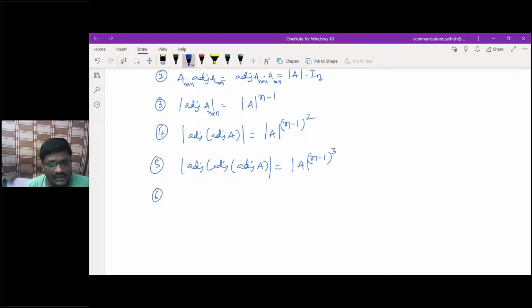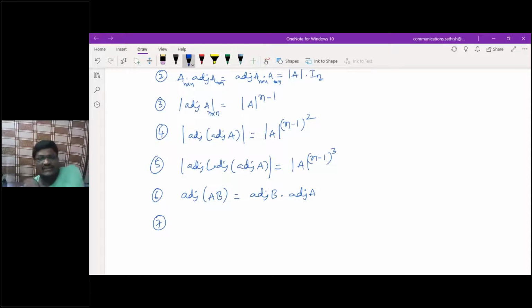Understood? Then, the adjoint of A into B, I can represent as the adjoint of B into the adjoint of A. They won't ask you the proofs of all these results, so don't get bothered.